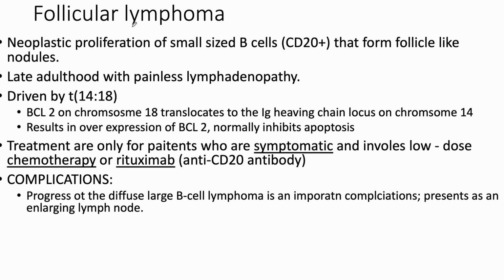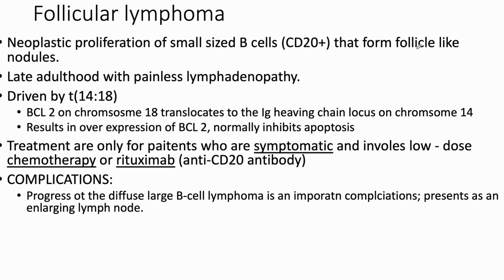Follicular lymphomas are going to be small B cells that form follicle-like nodules. They cause painless lymphadenopathies, and the translocation is t(14;18), and I'm going to give a mnemonic for that next page. Basically, the BCL gene on chromosome number 18 is going to be translocated to the heavy chain locus on chromosome number 14.